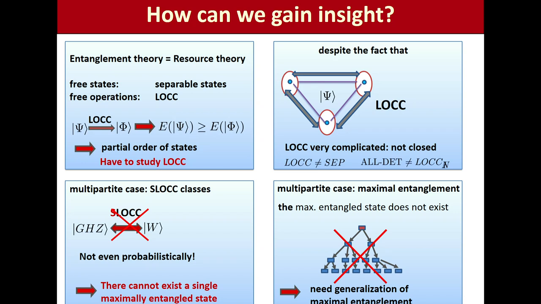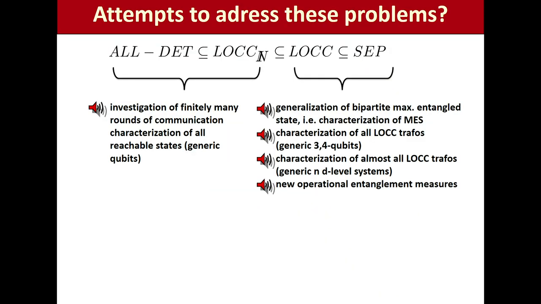Another problem, which we see immediately from the fact that we have two different SLOCC classes, is that we cannot have a maximally entangled state. So you can easily convince yourself that this fact implies that there cannot be a state in the same Hilbert space that can be transformed deterministically to all states in your Hilbert space. Okay, like what we had in the bipartite case. So this cannot exist. So this means that first of all, we have to generalize the notion of maximal entanglement to something completely different because it's not a single state.